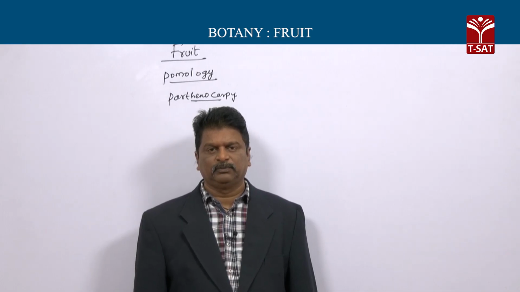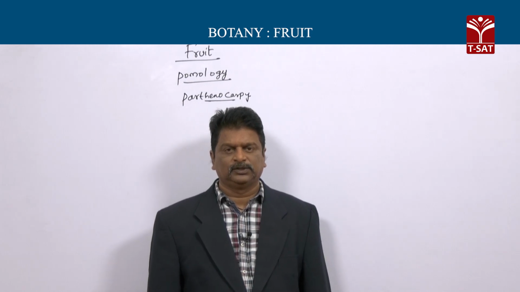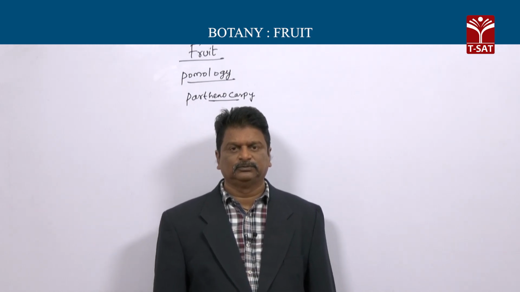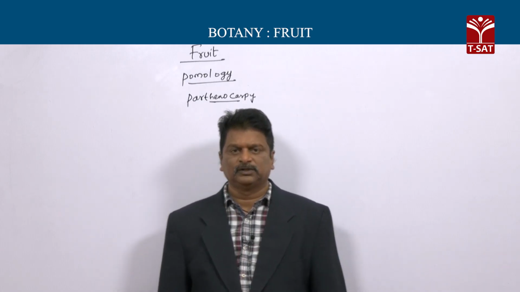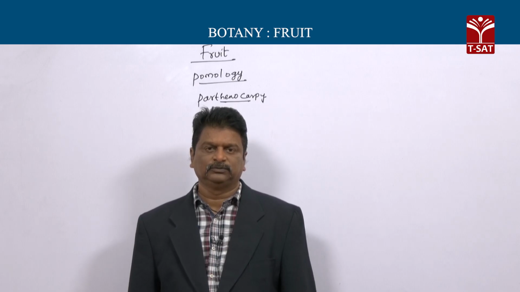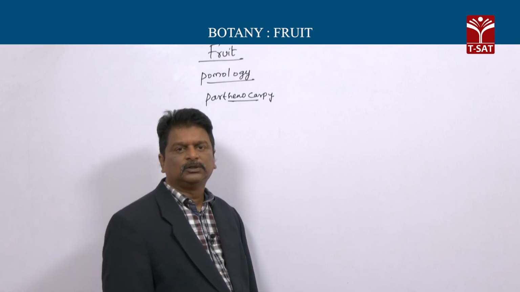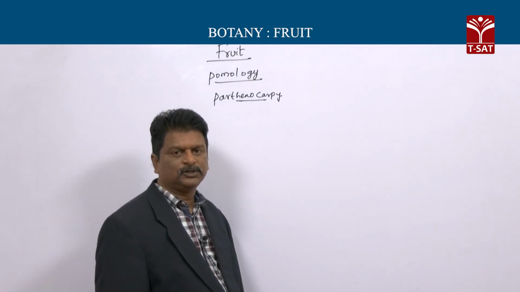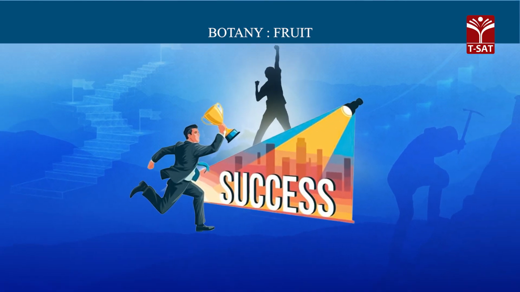In parthenocarpic fruits, seeds are absent, but in some parthenocarpic fruits like banana, false seeds are present, because without fertilization the ovule forms a seed, so it is without embryo. Such seeds are called pseudoseeds. They fail to germinate.